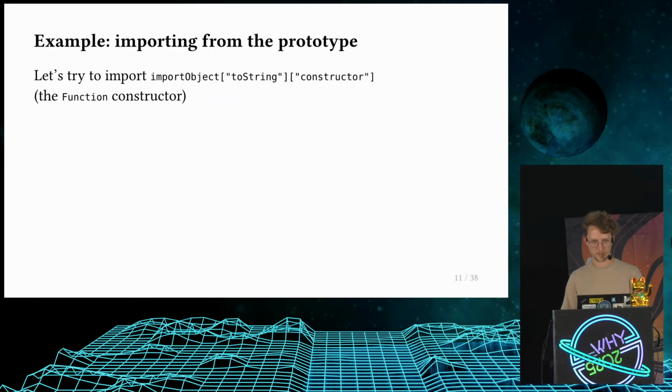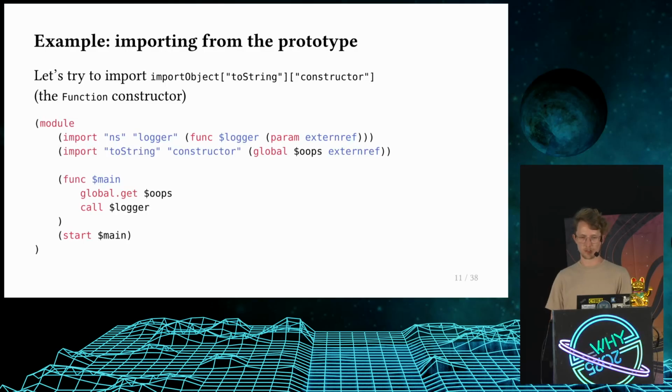So let's take a look at an example. If we take the namespace toString, and then in it we take the constructor import. So this is just a property of the toString property of the import object, which is referring to the function constructor, which is capital F Function global in JavaScript. We try to import that.